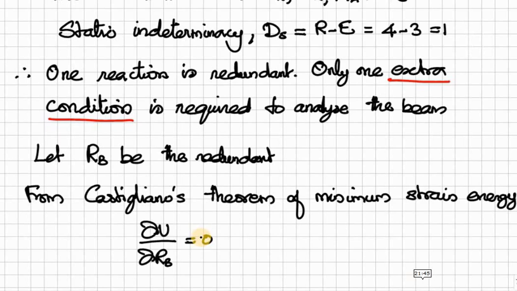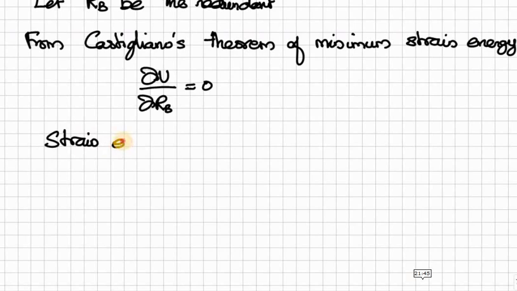Here 0 is given because there is no yielding of support. Suppose our support B is yielding by some 5 mm or something, then that time we have to substitute that value instead of this 0. Okay. And here we consider only strain energy due to bending, and ignore axial deformation and shear.